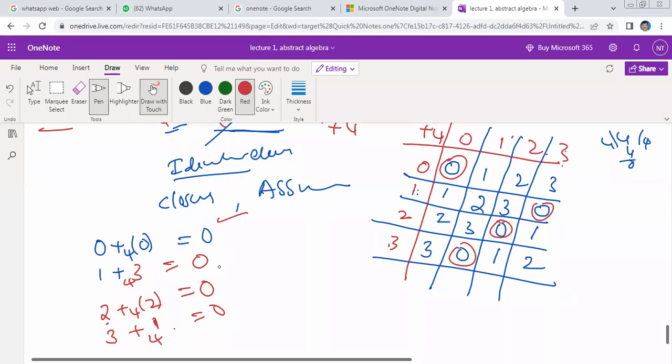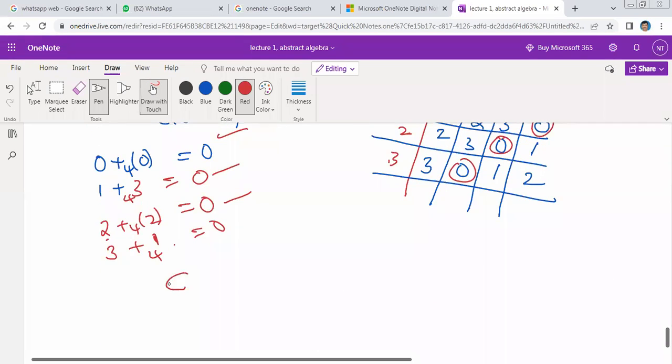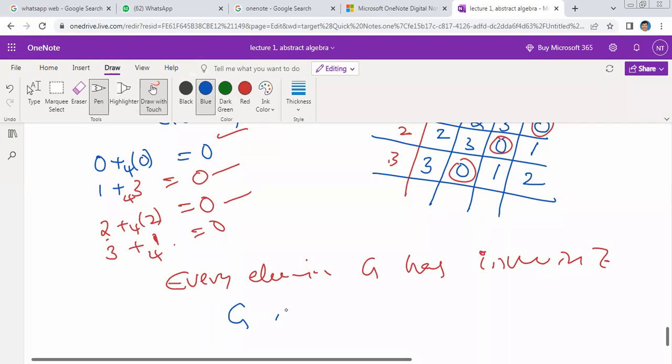Every element has an inverse. Therefore it forms a group. Every element in G has an inverse in G. Therefore G is a group. Also it is an abelian group.